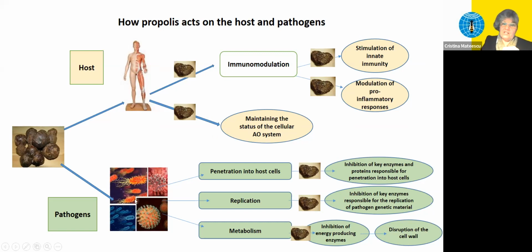At the level of the pathogens, when the pathogen penetrates into the host cells, the propolis inhibits the key enzymes and the proteins responsible for the penetration into the host cells. In respect of the replication in our body, propolis intervenes by inhibiting the key enzymes responsible for the replication of pathogenic genetic material. And in respect of the metabolism of the pathogens, propolis inhibits the energy-producing enzymes at the level of the mitochondria and produces what? The disruption of the cell wall of the pathogen.